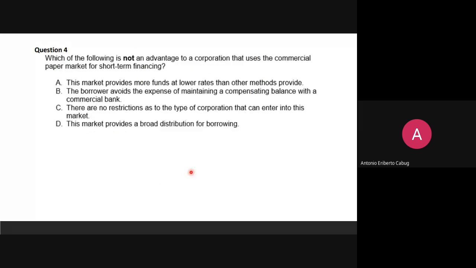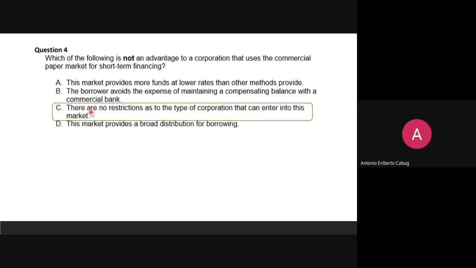Number 4. Which of the following is not an advantage to a corporation that uses the commercial paper market for short-term financing? Is it A, B, C, or D? What's your answer? Okay, so kung nakikinig kayo sa lecture, you can only issue a commercial paper if you are a large and stable company. So the correct answer is C.